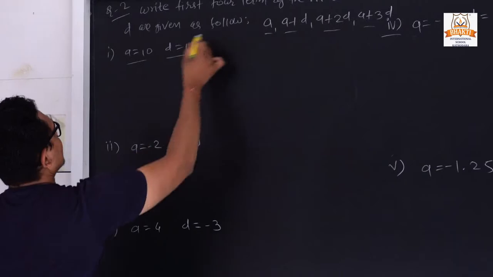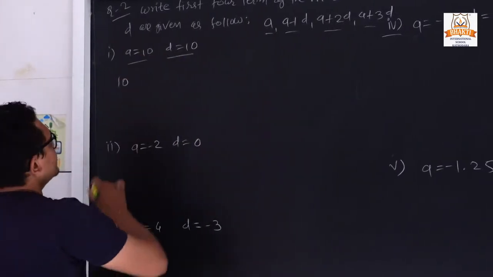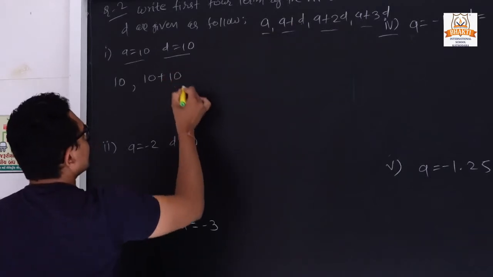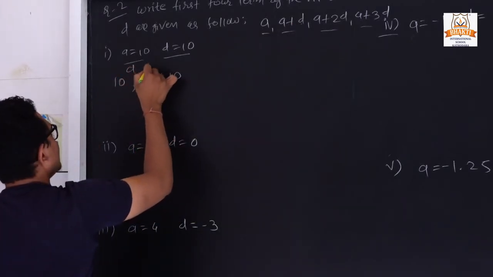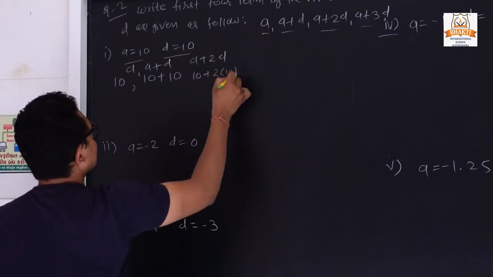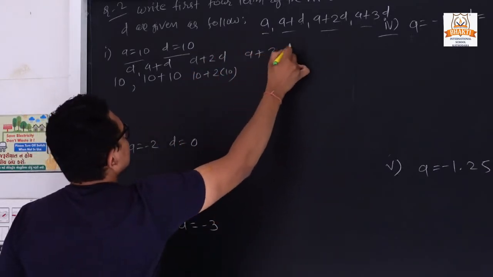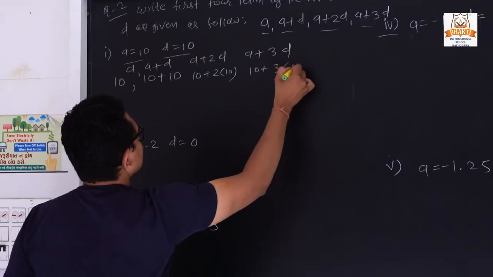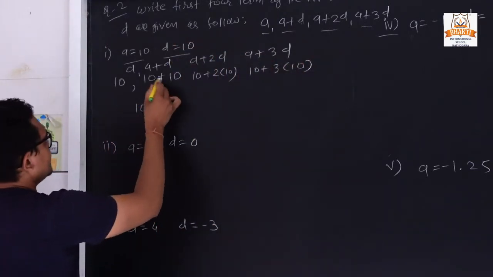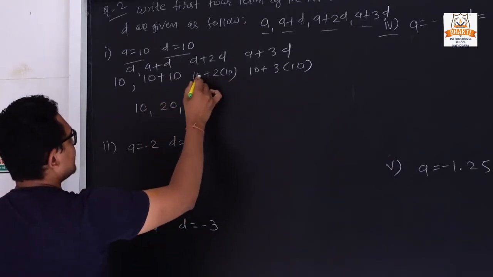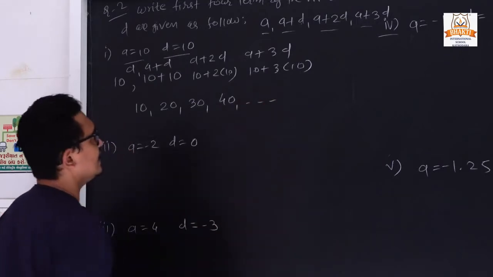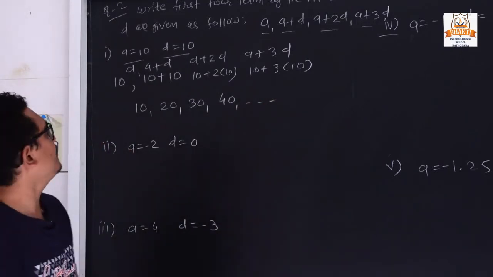So first of all we write A. It is given 10. Then second, 10 plus, what is D? Once again 10. So what is our form? A plus D, then A plus 2D, so 10 plus 2 in bracket 10, and A plus 3D, so 10 plus 3 in bracket 10. So what is our series? 10, then 20, 20 plus 10 is 30, 10 threes are 30 plus 10 is 40. So the series is like that: 10, 20, 30, 40.